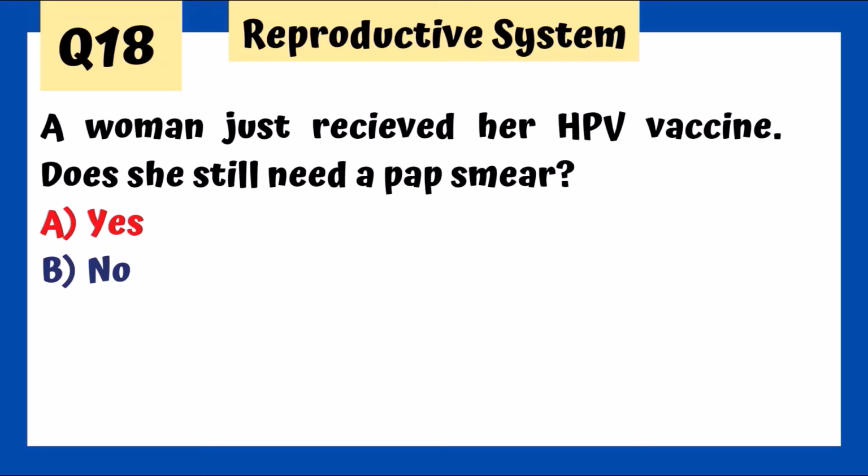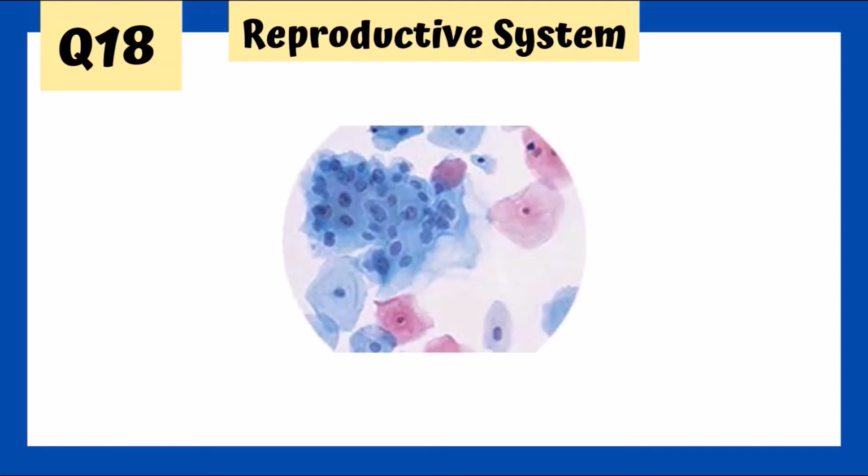Some OBGYNs even give it every year because they want to prevent the dysplasia, if it's there, from progressing to invasive carcinoma. Over here we see what the pap smear looks like. Over here we see the precancerous or cancerous cells with the large nuclei in the middle. That's what they look like.